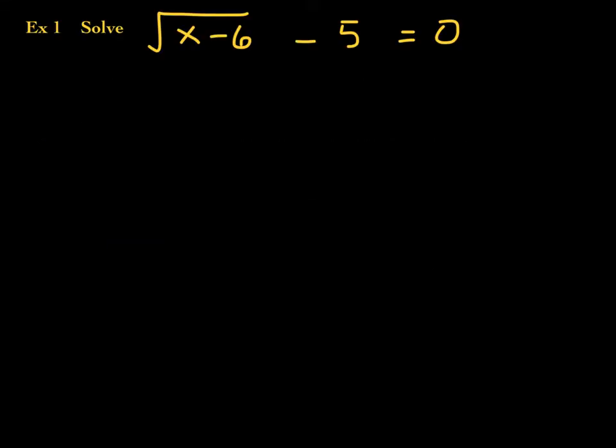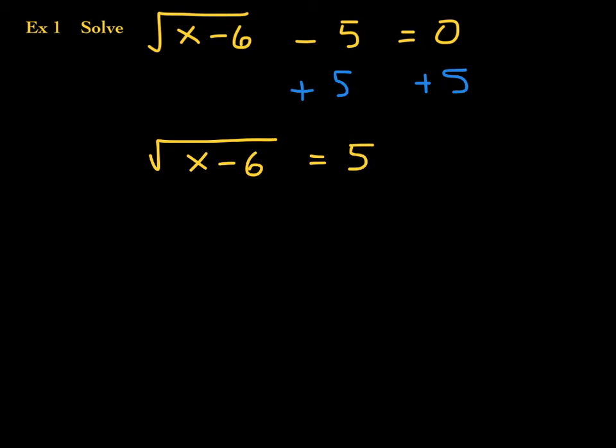All right, example 1, let's solve this radical equation. Now, like I said, there's only one radical here, and this is what we need to isolate, which means we need this minus 5 to be sent over to the other side of the equation. You can do that by adding 5 to both sides. So let's add 5 here, add 5 there, and what you get as a result is the square root of x minus 6 is equal to positive 5.